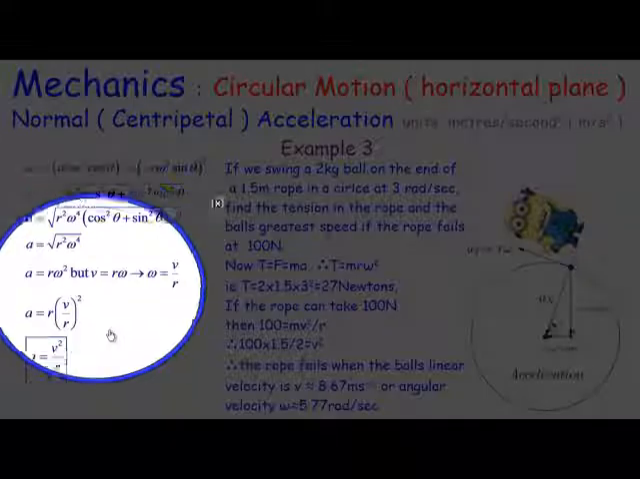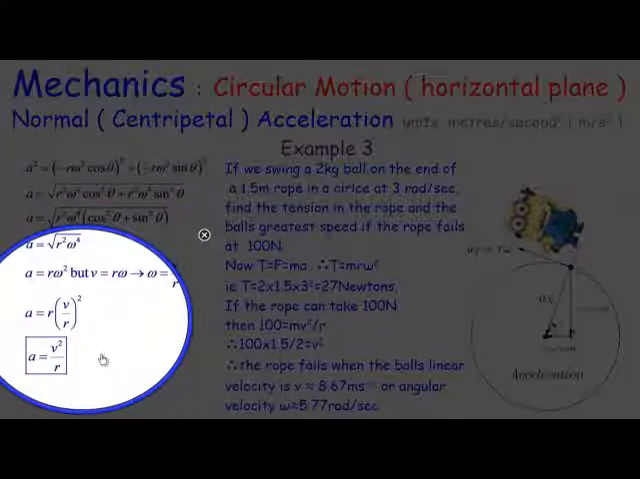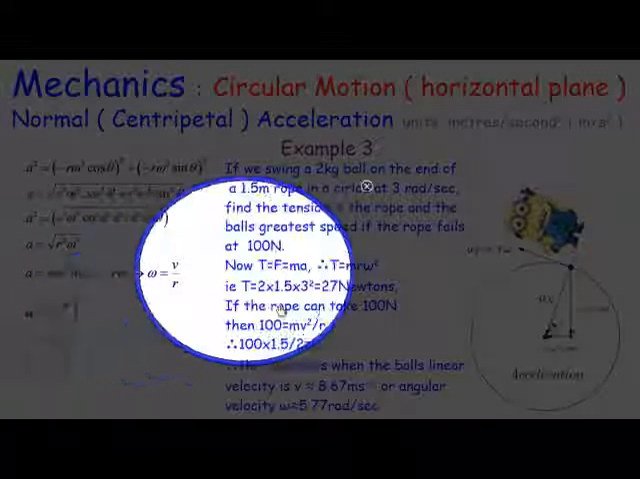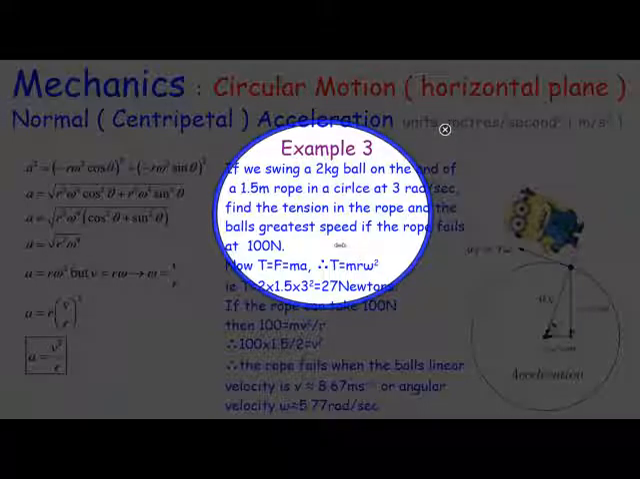Therefore, we get this other version of the normal component of the acceleration, or the centripetal acceleration. Obviously, the centripetal force will be the mass times this acceleration. So the acceleration is r times v on r all squared, but that simplifies to just a equals v squared on r. So there are a couple of versions of the normal, centripetal acceleration: a is equal to v squared on r, and a is equal to r omega squared, just depending. Now we'll go through a quick example here.